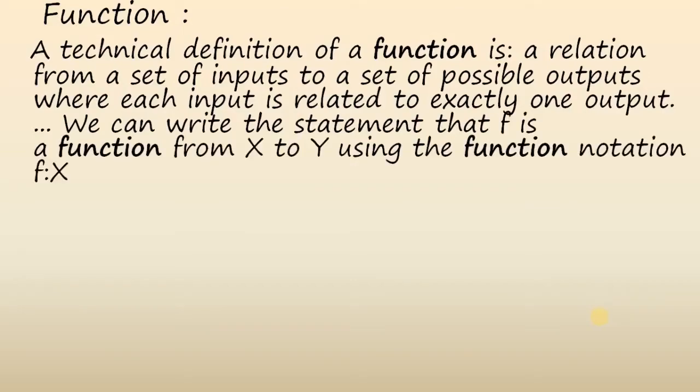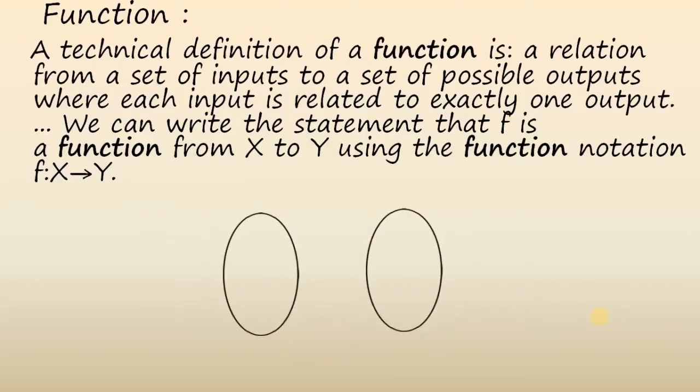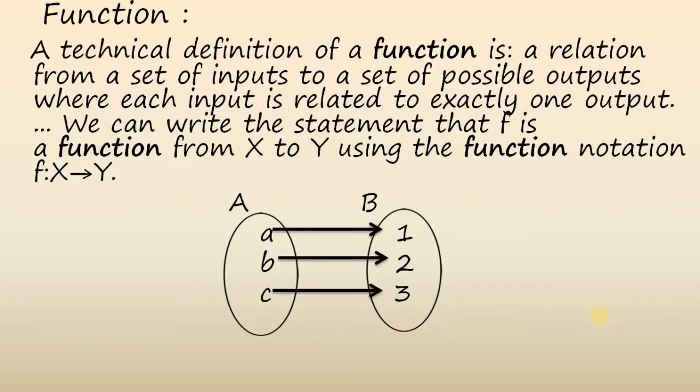So don't worry, they are basically referring to two sets. Imagine there are two sets, one is your input and one is your output, and there are some elements in your input and output. For example, I'll just show it now. Here A is your input, B is your output. A, B, C are elements of A, and 1, 2, 3 are elements of B, that is the output, and the arrow means that it is related. So here A is related to 1, B is related to 2, C is related to 3.